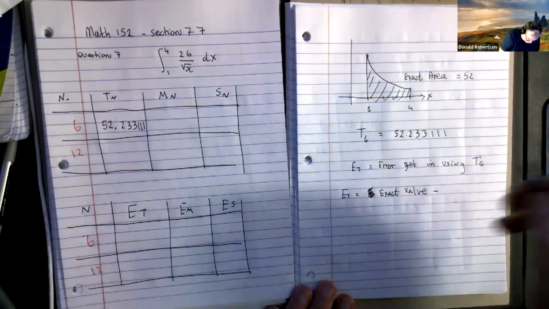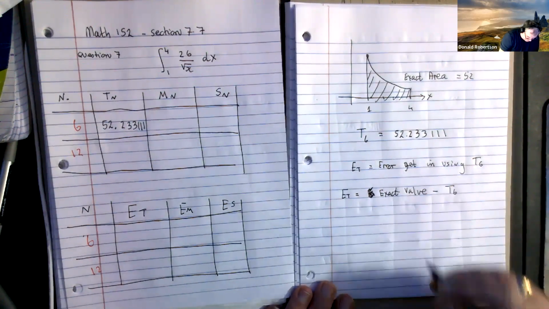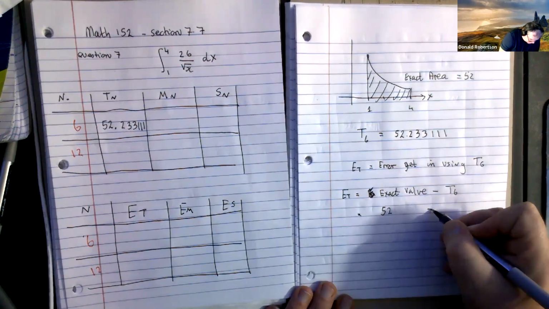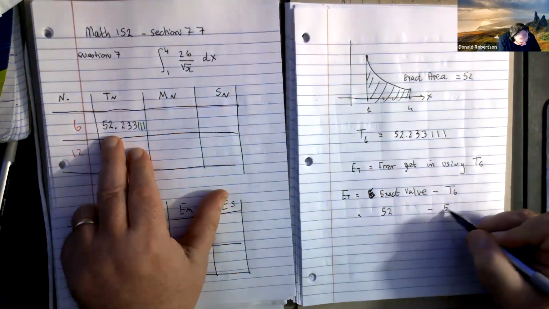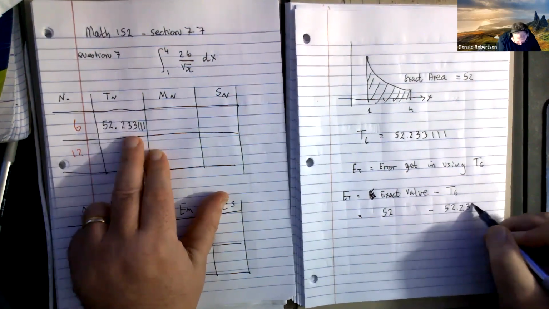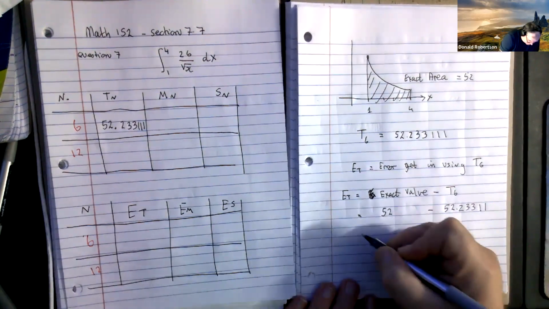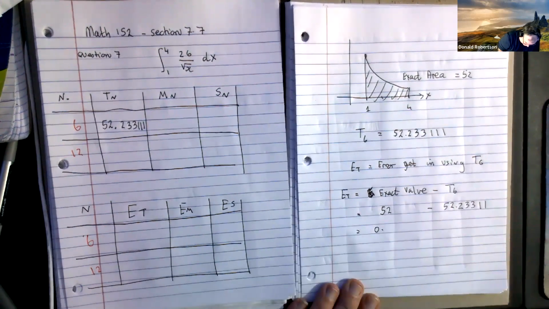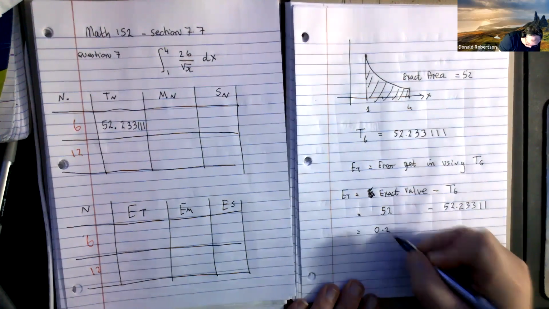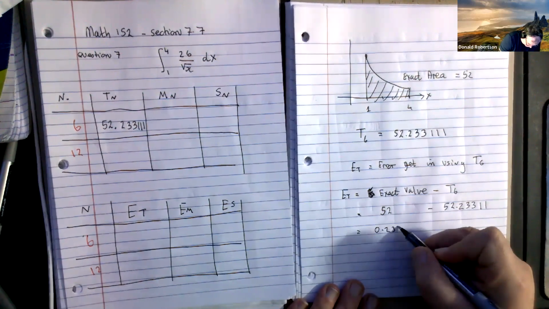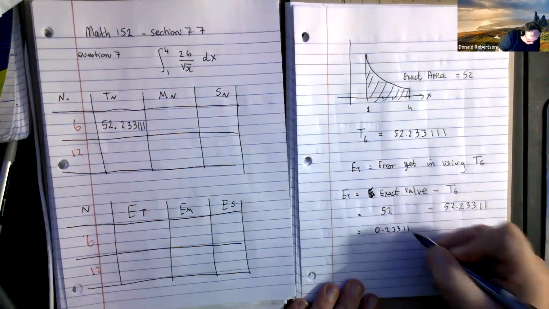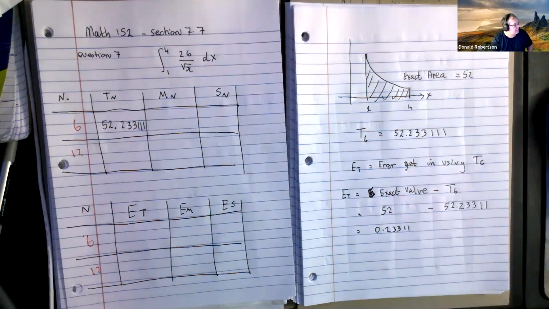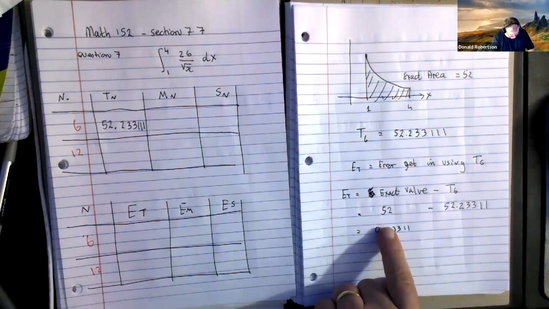And you subtract what your estimate was. Now, in this case, the exact value is 52. Take away your estimate, which is 52.23311. Now, that will leave you with 0.23311. And in this particular case, if I'm not mistaken, it's negative.